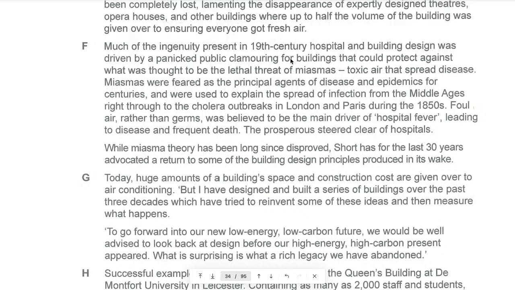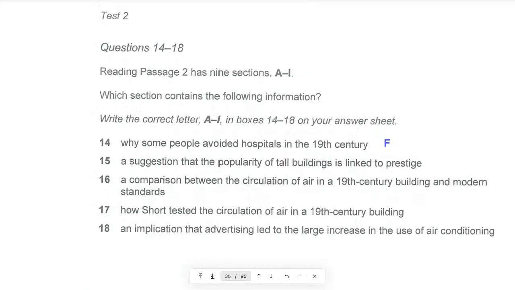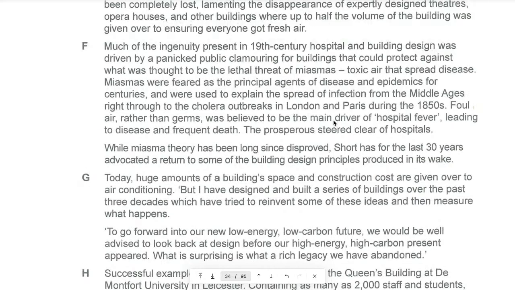So you can see the 19th century there, and here foul air rather than germs was believed to be the main driver of hospital fever, leading to disease and frequent death. The prosperous, that means the rich, steer clear of hospitals. That means they try to avoid hospitals. They didn't want it to come there. They didn't want it to come to the hospitals. Okay, and the reason is what? You can here say why some people avoided hospitals, right? That means that we can see the reason. So what is the reason for that?